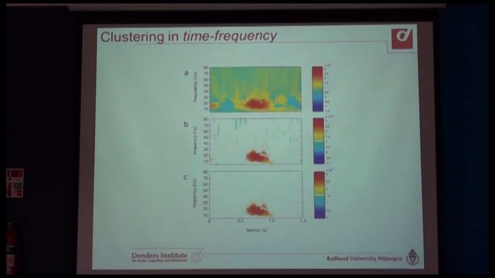Okay, so this is the data thresholded at a t-value of 2. If we apply a Bonferroni correction here, then none of the time frequency points actually has a t-value that is sufficiently large to exceed the threshold. If we do the cluster-based test, then this is the cluster that is unlikely given the null hypothesis. So already with single-channel time frequency data, the cluster-based test is clearly outperforming a Bonferroni correction.